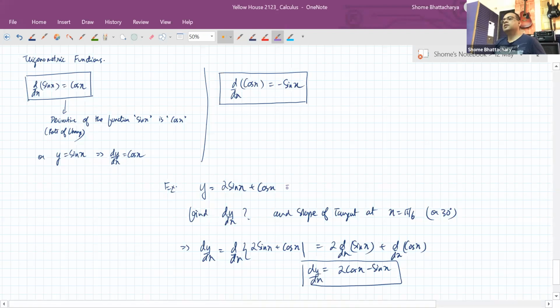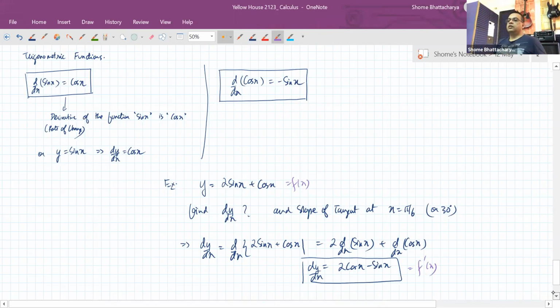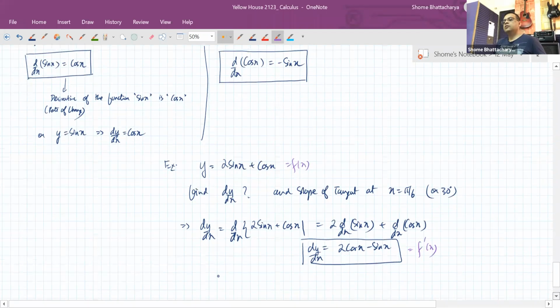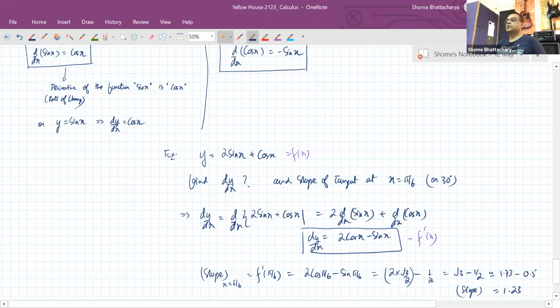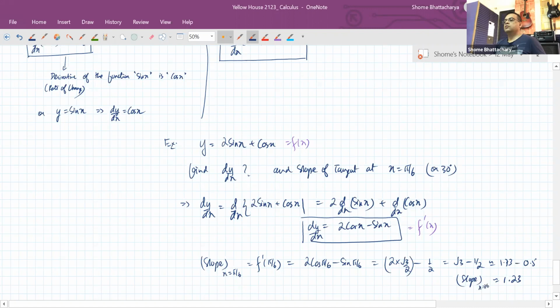So if we are denoting this function as f(x), then this is nothing but f prime x. And so accordingly, the slope of the tangent at x equal to pi by 6 is nothing but f prime of pi by 6. That is the value of dy by dx at pi by 6. Okay. So it is 2 cos pi by 6 minus sin pi by 6. So you know that cos pi by 6 is root 3 by 2 and sin pi by 6 is half. So it is root 3 minus half, or approximately 1.73 minus 0.5. So this is the slope of the tangent. Okay, so this is how you would implement the above formulae in a given trigonometric function.